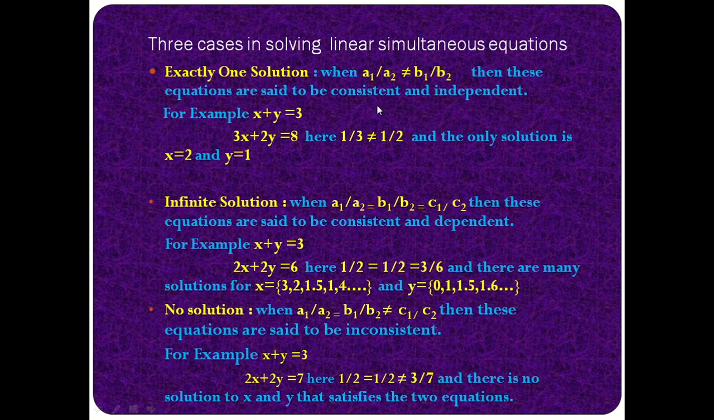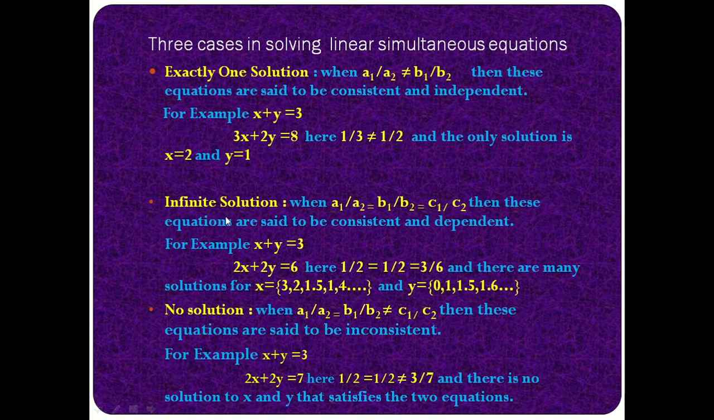If the equations are consistent and independent, then we have only one solution, that is x is equal to 2, y is equal to 1. For example, x is equal to 2 plus 1 is equal to 3. 3x, 3 into 2, 6, 6 plus 2y, 2 into 1, 2, 6 plus 2 is equal to 8. So we have a simple solution. In most of the problems you may be asked in examinations, we have an exact solution. So the equations should satisfy this condition: the ratios of the coefficients are not equal.